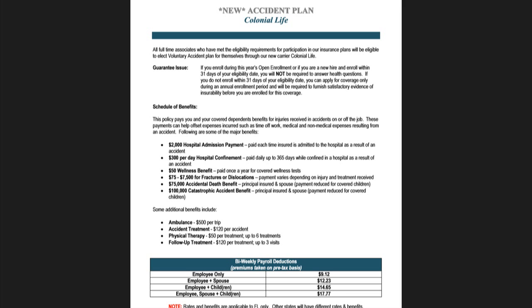Take note that Colonial Life's accident plan will pay you and your covered dependents benefits for injuries received in accidents either on or off the job. A given feature of this policy is also a $50 wellness benefit, which will be paid once a year for covered wellness exams per covered family member. As with all Colonial Life products being introduced, the guarantee issue applies with this year's open enrollment, so now is the time to enroll with no health questions asked.